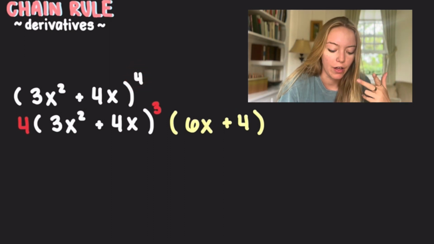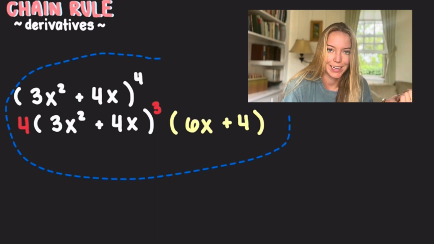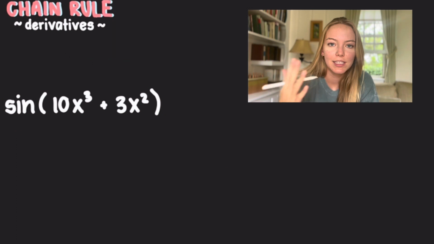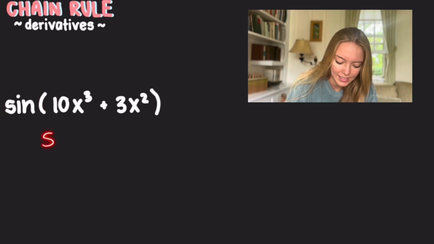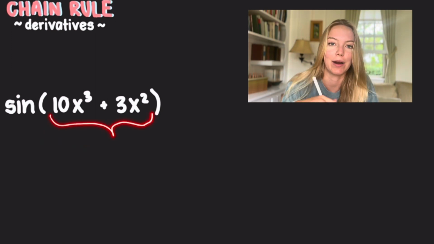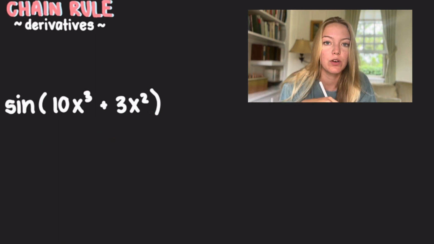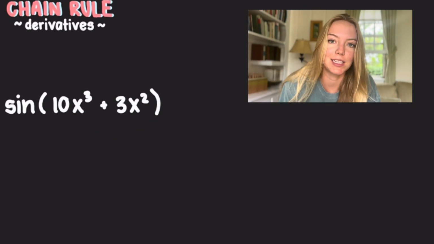There are a couple of other functions that you're also going to have to use the chain rule for. So let's do an example of one of those. All right, so this is another example. Sine is a function, but instead of it just being sine of x, we have a whole other function inside where x normally is. So we know that we're going to have to use the chain rule if we're going to take this derivative.